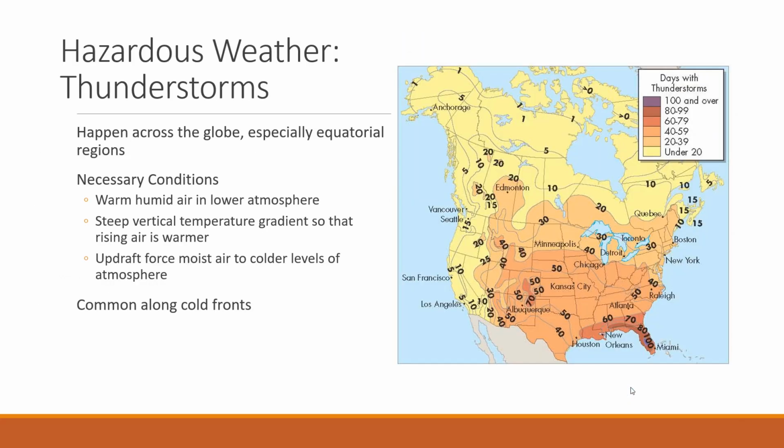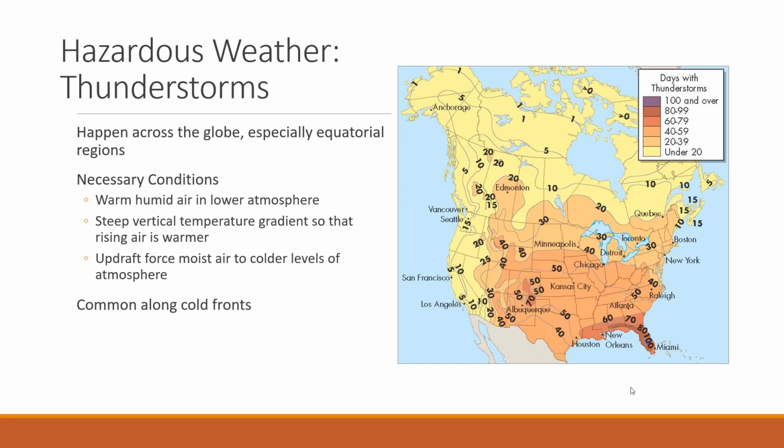We can have hazardous weather as thunderstorms. So thunderstorms happen across the globe, especially in equatorial regions where we have more moisture available. In order to have thunderstorms, you have to have warm, humid air in the lower atmosphere that can then be pushed very quickly up into the upper atmosphere along a steep vertical gradient. An updraft helps force that moist air to the colder levels of the atmosphere. So it's very common to see these in long cold fronts.